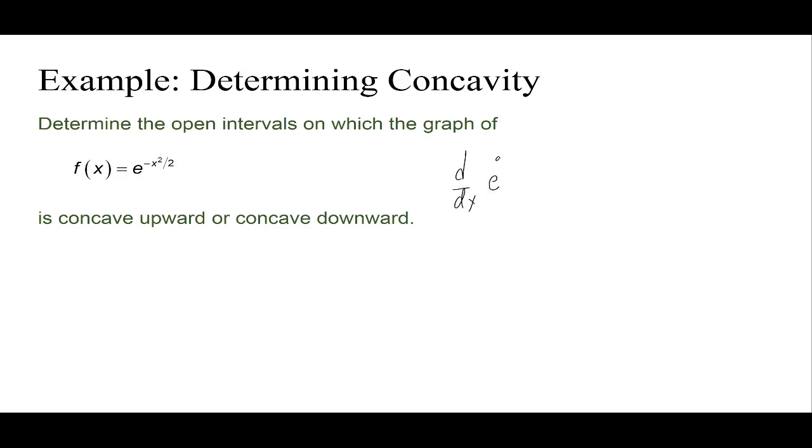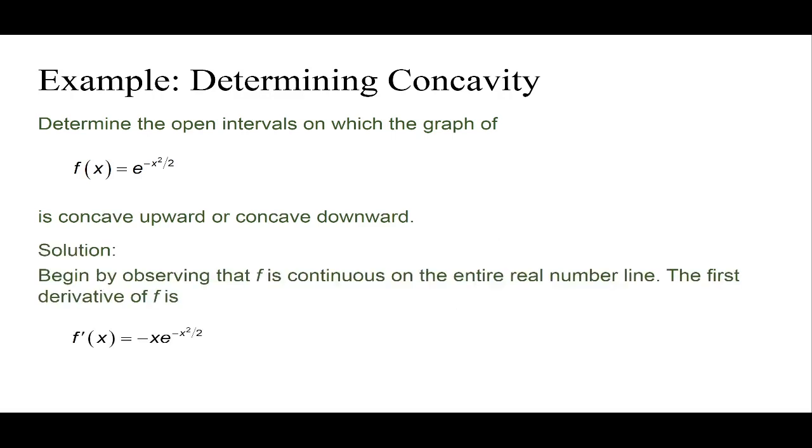Let's say you have e to the power g of x, then the derivative of this function is g prime of x times the same function e to the power g of x. That's the chain rule. In this case, g of x is negative x squared over 2. So the derivative of negative x squared over 2, by using the power rule, would be negative 2 times x over 2, which is negative x. So using that fact, I can find the first derivative, which is negative x times e to the power negative x squared over 2.